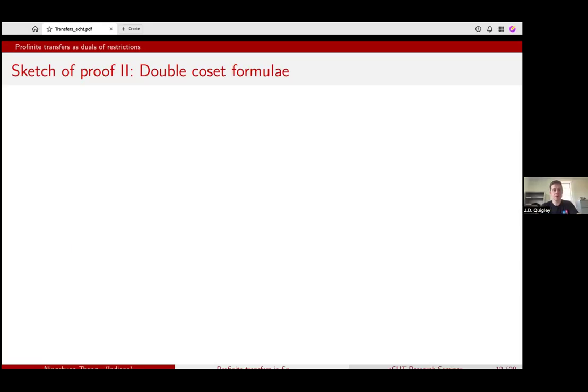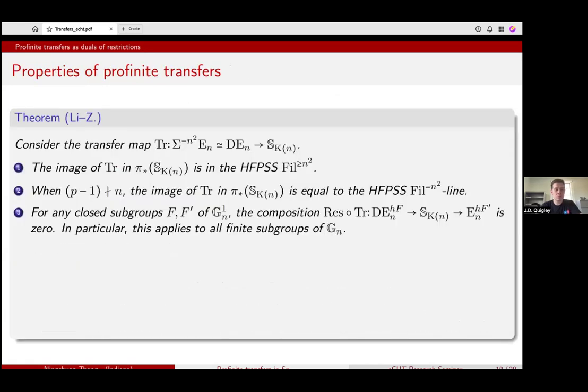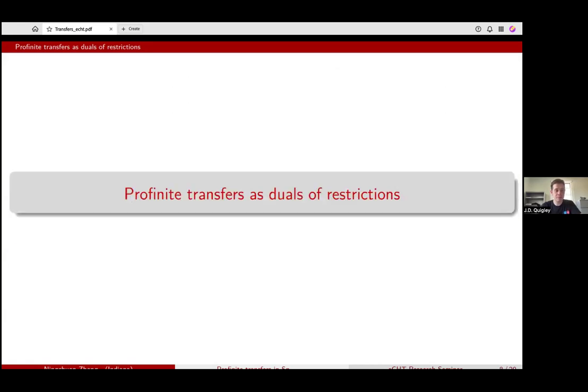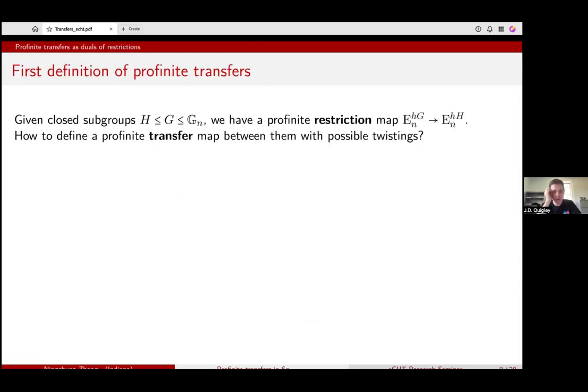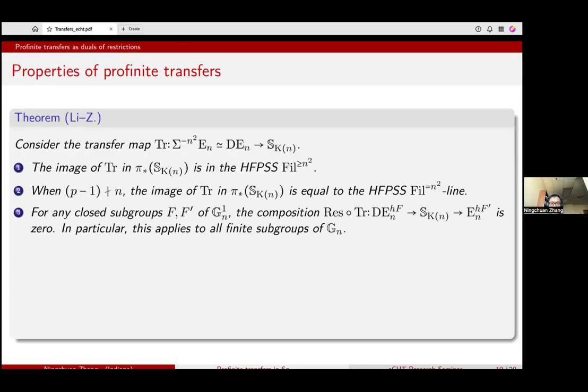Or if I go back really far, it is related to the sequence in the bottom. I see. Yeah. Okay. Thanks.